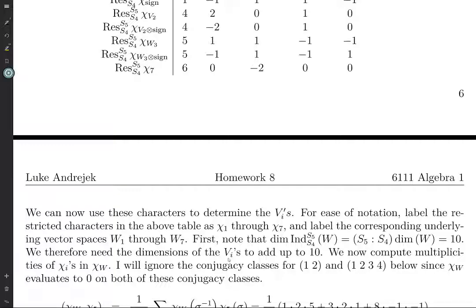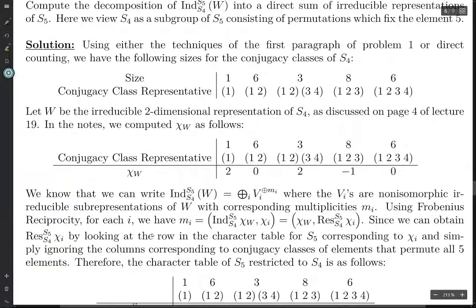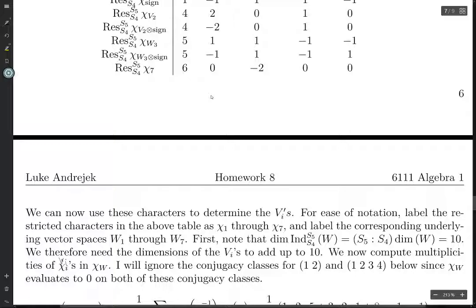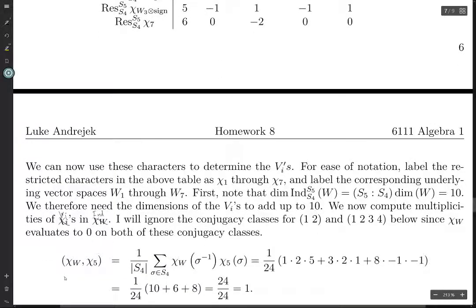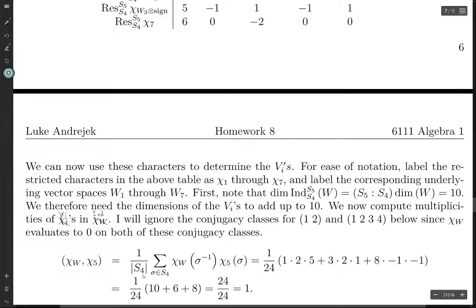So let's compute the multiplicities of the Wi's in the induced thing. Have we given a name to the induced thing? I don't want to have to refer to that. I'm just going to call it induced. Anyways, so for these, basically we're just going to compute this inner product. And what you do there is you sum over the order of the group, and then you take chi W sigma inverse times chi, and then whatever thing we're taking here, sigma.